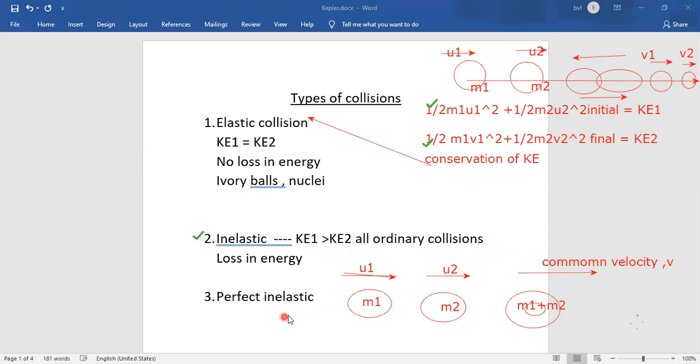And what about perfect inelastic? Perfect inelastic means after the collision, the two masses combine with each other and they have the common velocity. And here, there is always a loss in kinetic energy. So KE1 is always greater than KE2. There is a loss in energy because they combine with each other, friction takes place and the surfaces are rough. So there is always loss in kinetic energy. So this is about the types of collisions.